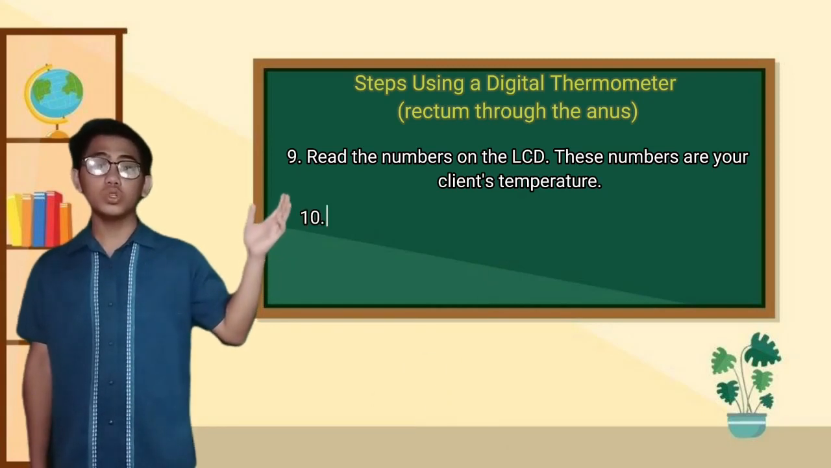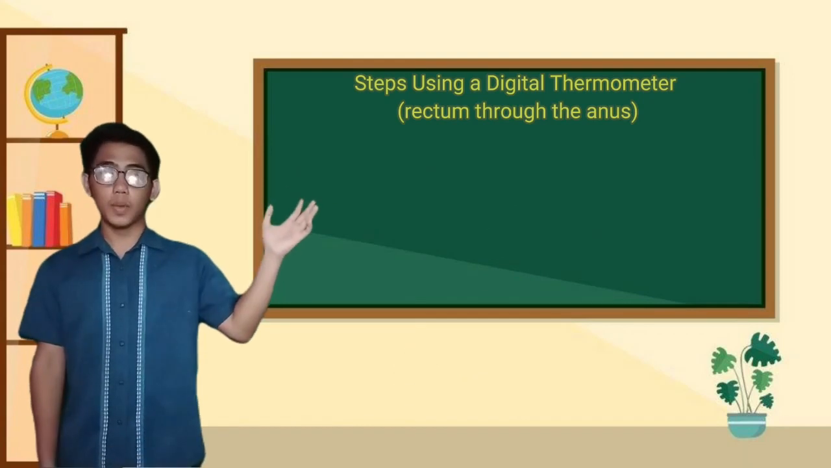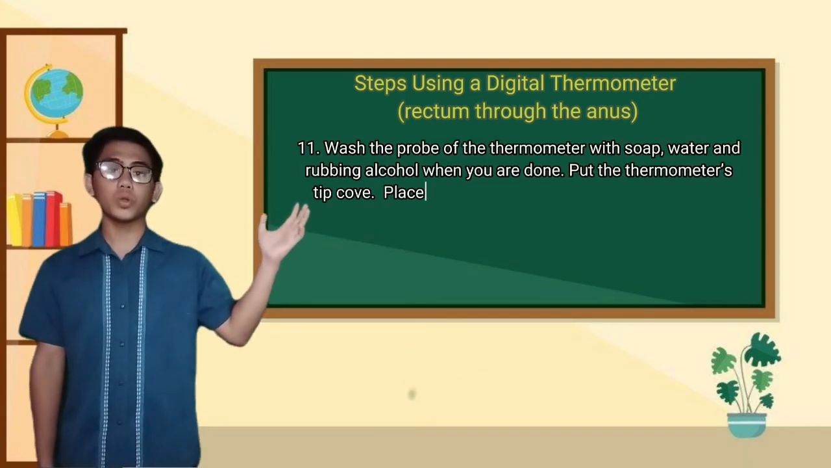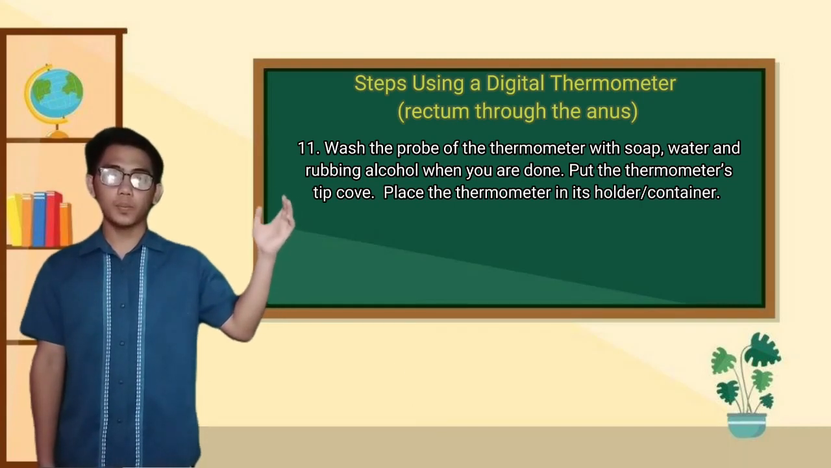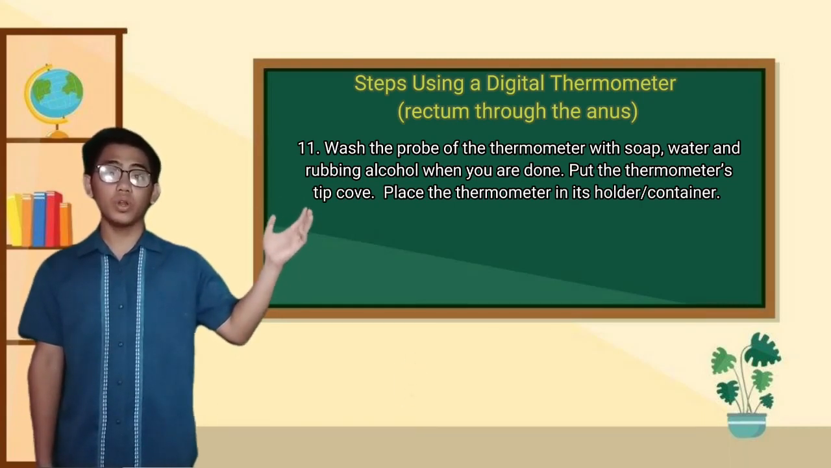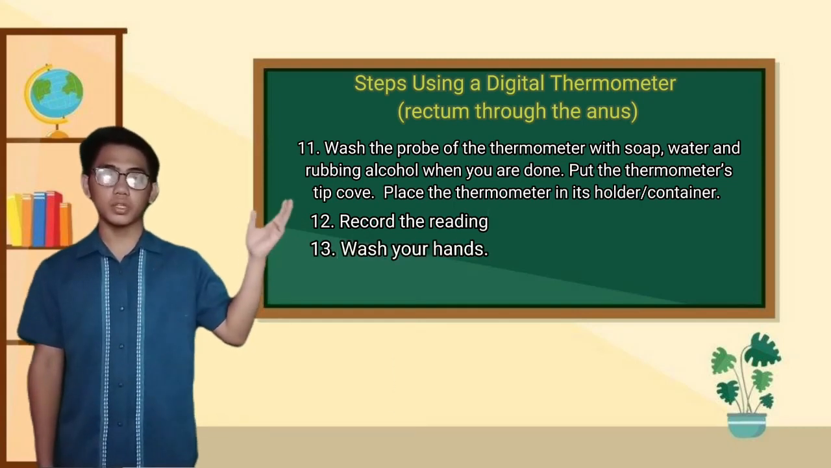10. If you use a probe cover, remove it and throw it away. 11. Wash the probe of the thermometer with soap, water, and rubbing alcohol when you are done. Put the thermometer tip cover. Place the thermometer in its holder or container. 12. Record the reading. And last, wash your hands.